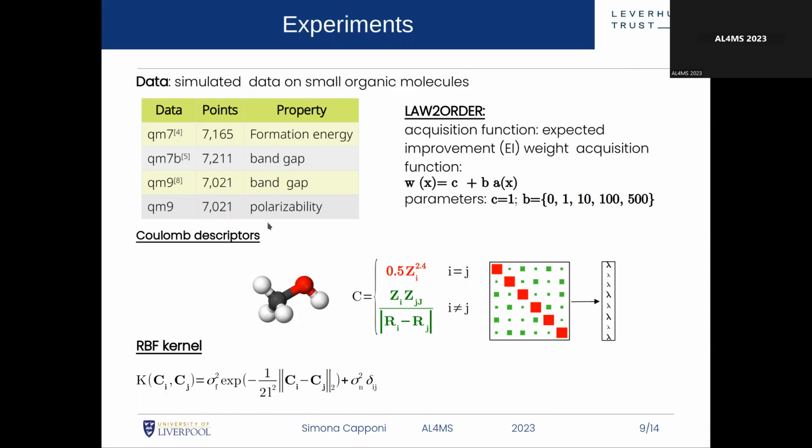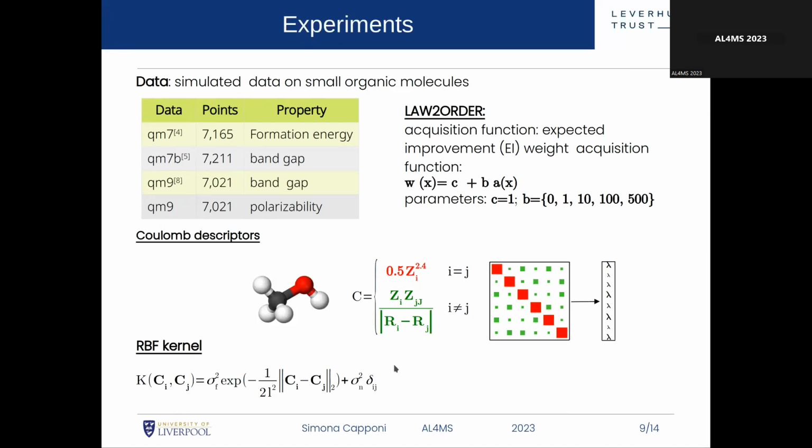And then to explore the impact of the chemical descriptor, which I mentioned is quite critical in the performance, we choose two different configurations. One is Coulomb matrix descriptors. And actually, we adopt the eigenspectrum. So I think that people know very well this kind of descriptor, which is built based on the electric charge of the molecule. And we just use a simple RBF kernel, so the most commonly used one.